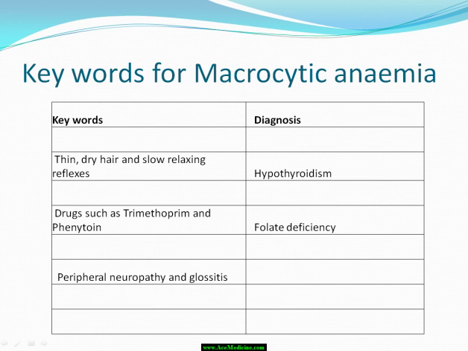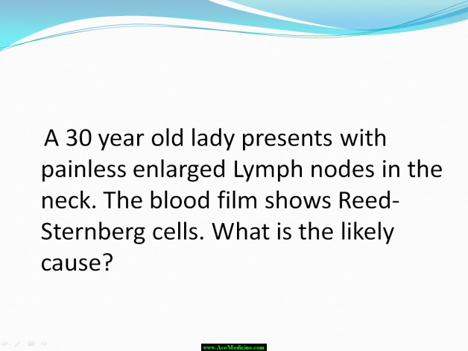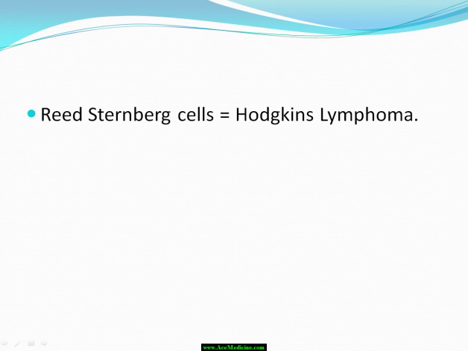If someone has peripheral neuropathy and glossitis, you should be thinking about vitamin B12 deficiency. Next question. A 30-year-old lady presents with painless enlarged lymph nodes in the neck. The blood film shows Reed-Sternberg cells. What is the likely cause? So again, the keywords here are painless enlarged lymph nodes and Reed-Sternberg. Reed-Sternberg cells equate to Hodgkin's lymphoma.